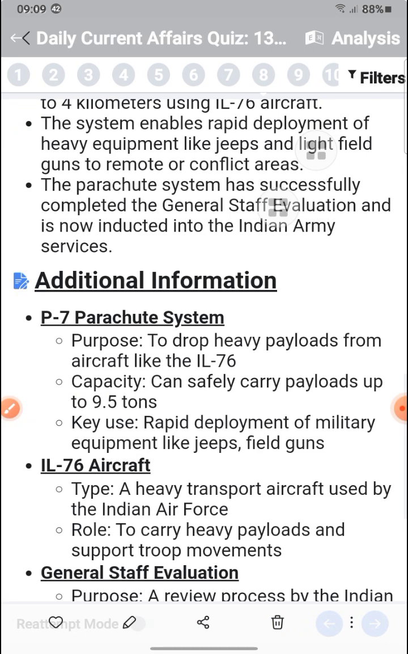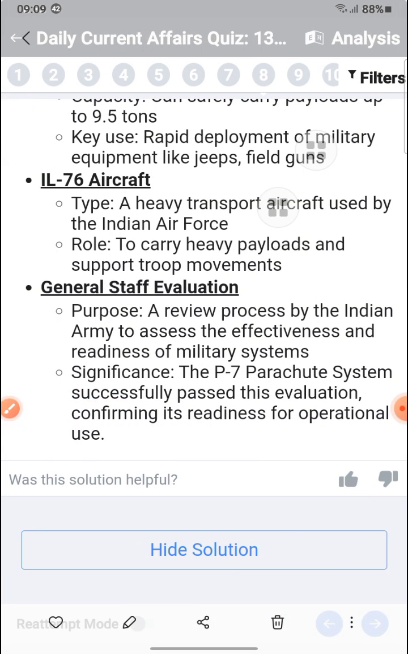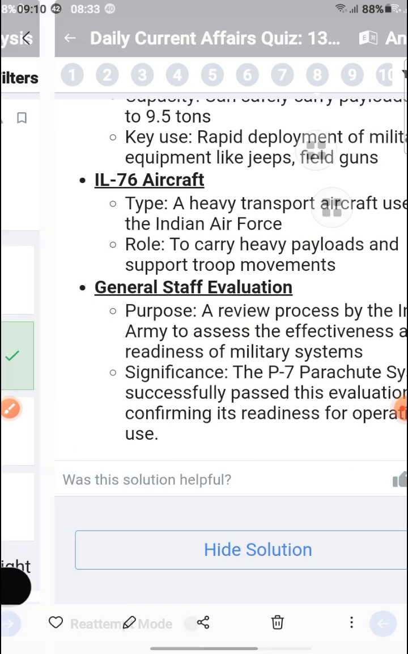IL-76 is a heavy transport aircraft used by the Indian Air Force. For General Staff evaluation purposes, to review the process of the Indian Army and assess the effectiveness for the military, the parachute system successfully passed this evaluation, making it ready for operational use.